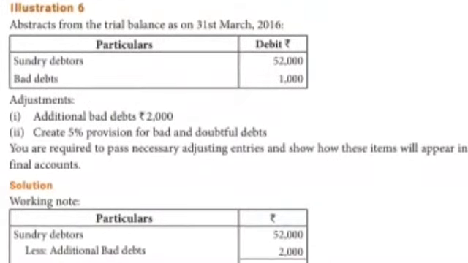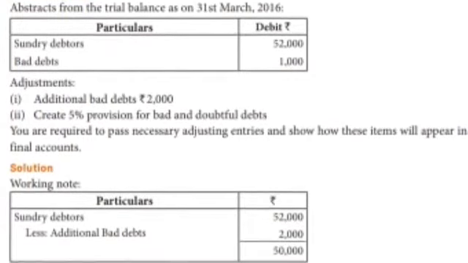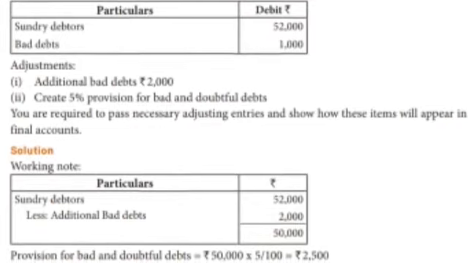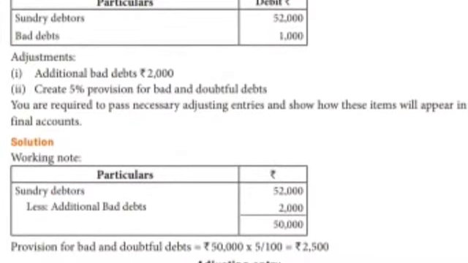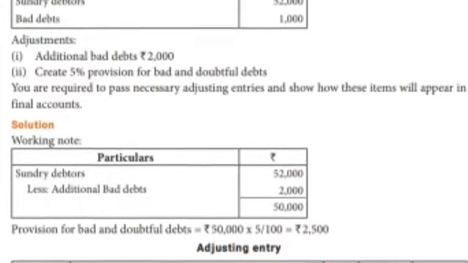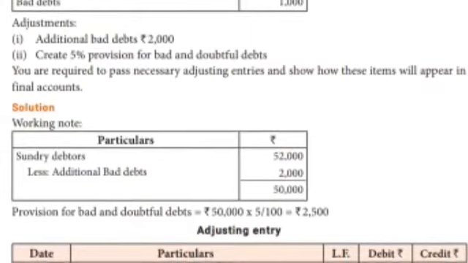Next, illustration 6. Extracts from the trial balance on 31st March 2016: sundry debtors 52,000, bad debts 1,000. Additional bad debts 2,000. Create a 5% provision for bad and doubtful debts. You are referred to the past journal entries, necessary adjusting entries, and show how these items will appear in the final accounts. So see here, working note: sundry debtors 52,000.